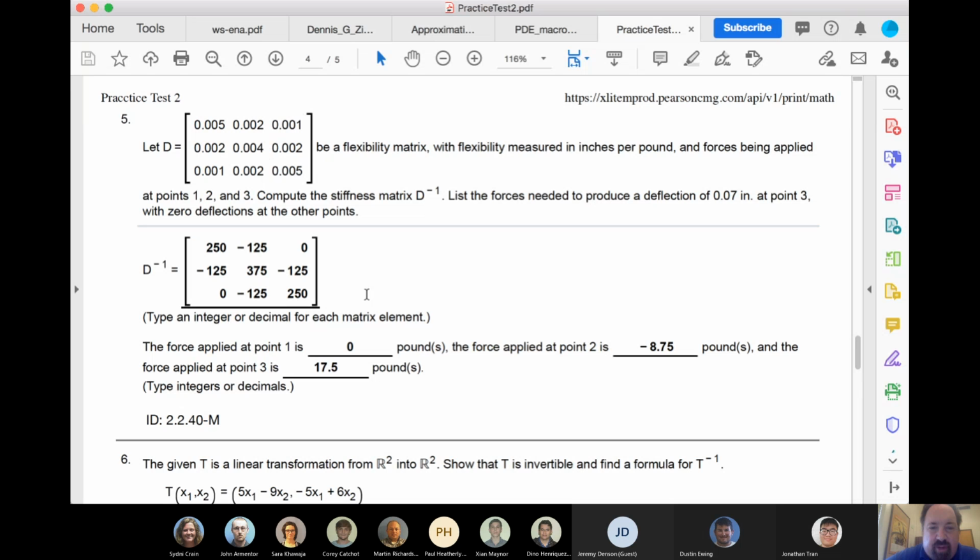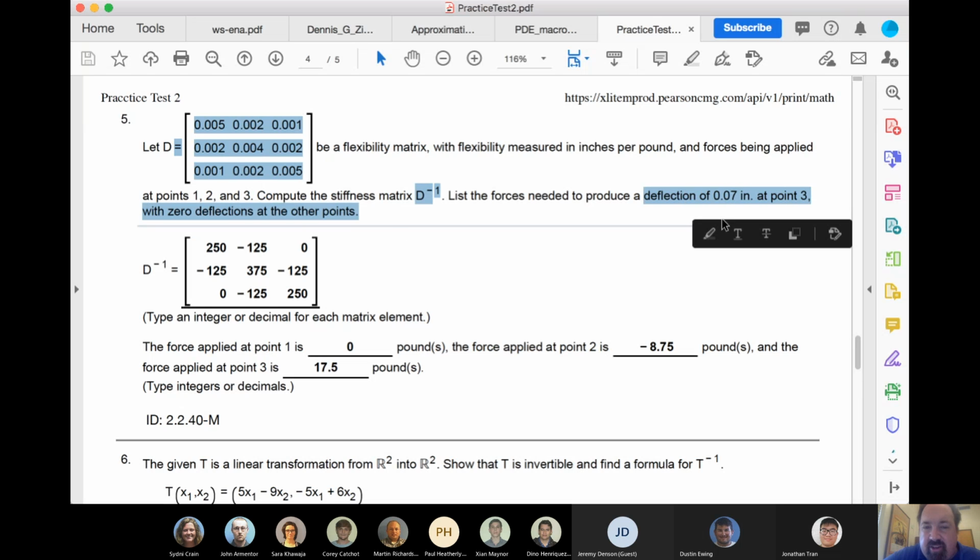So what they require in this problem is, for the application part, a list of forces needed to produce a deflection of 0.07 in the third point, and 0 deflections at the other points. What this means is you're taking the inverse and multiplying it by a vector described by these deflections.